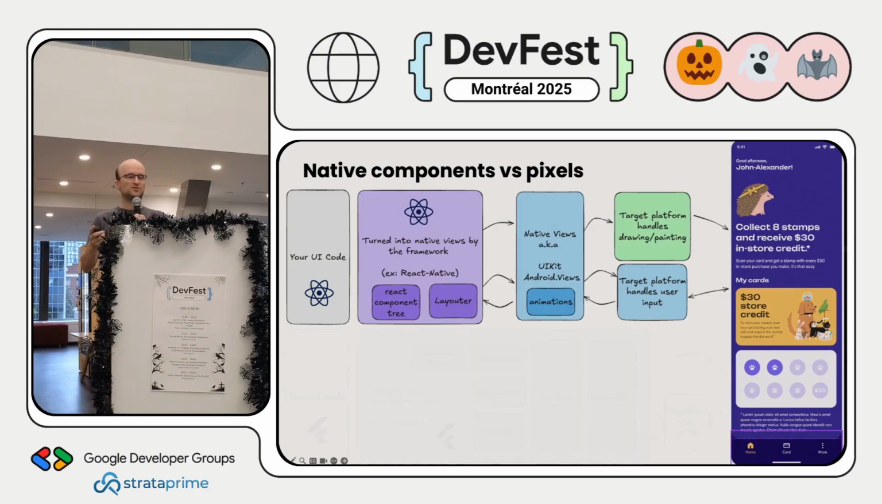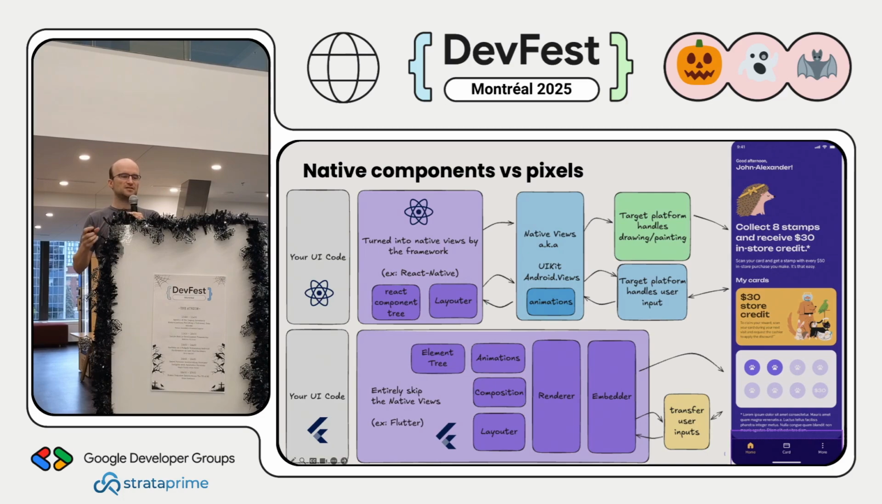If we compare that to Flutter, that's drawing pixels. Flutter skips everything and gets rid of the native views. I only need one activity, and I'll do the rest myself. As it's building its own element tree, it's building its own animations, not relying on the animation system from the platform. And then there's the rendering engine and the embedder. I'll talk more about the embedder later, but that's what allows the communication with the native system under the hood.